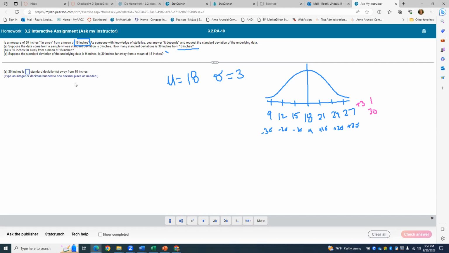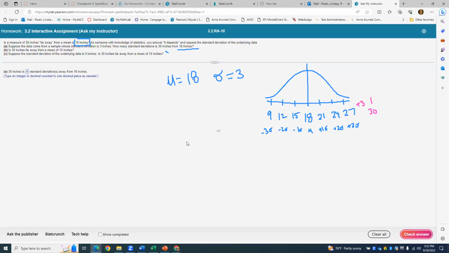Okay, it's real far out there. So what we would say, I hope this makes sense, is this is 4 standard deviations away. Because again, it's how many times we'd have to add 3, which is a standard deviation, to 18 to get to 30. So we'd have to add 3 4 times to go from 18 to 30. So that's why it's 4 standard deviations away.